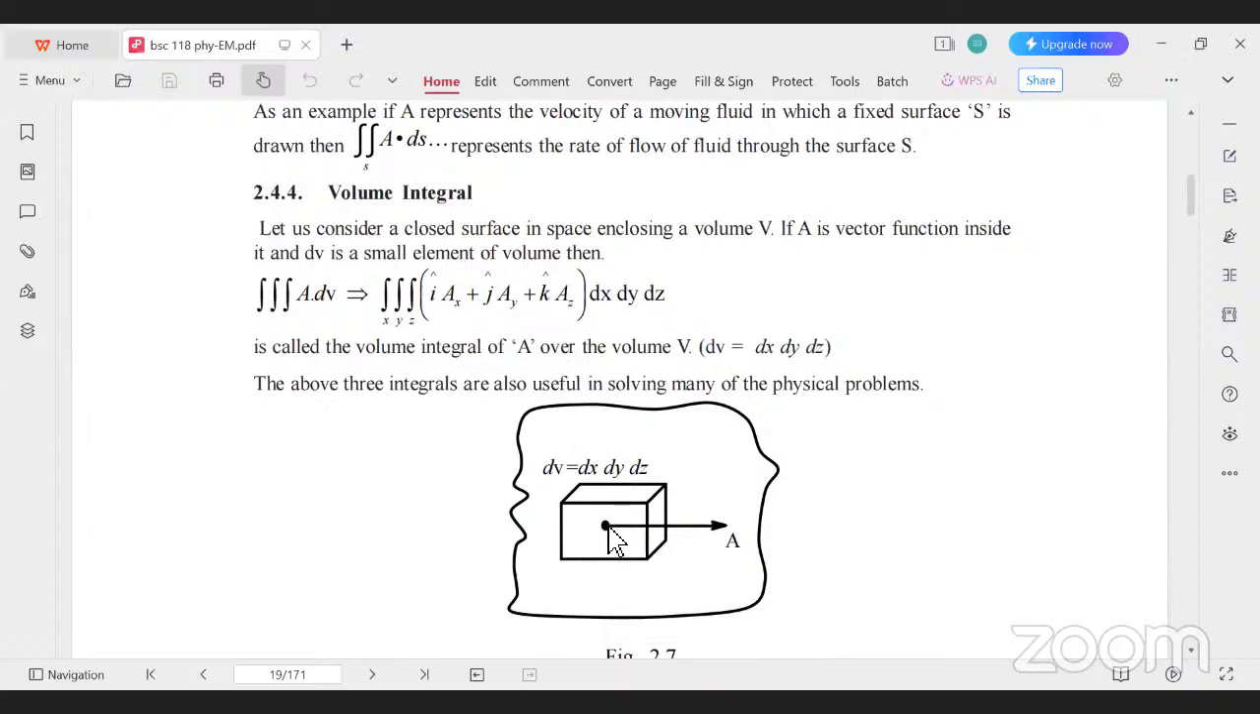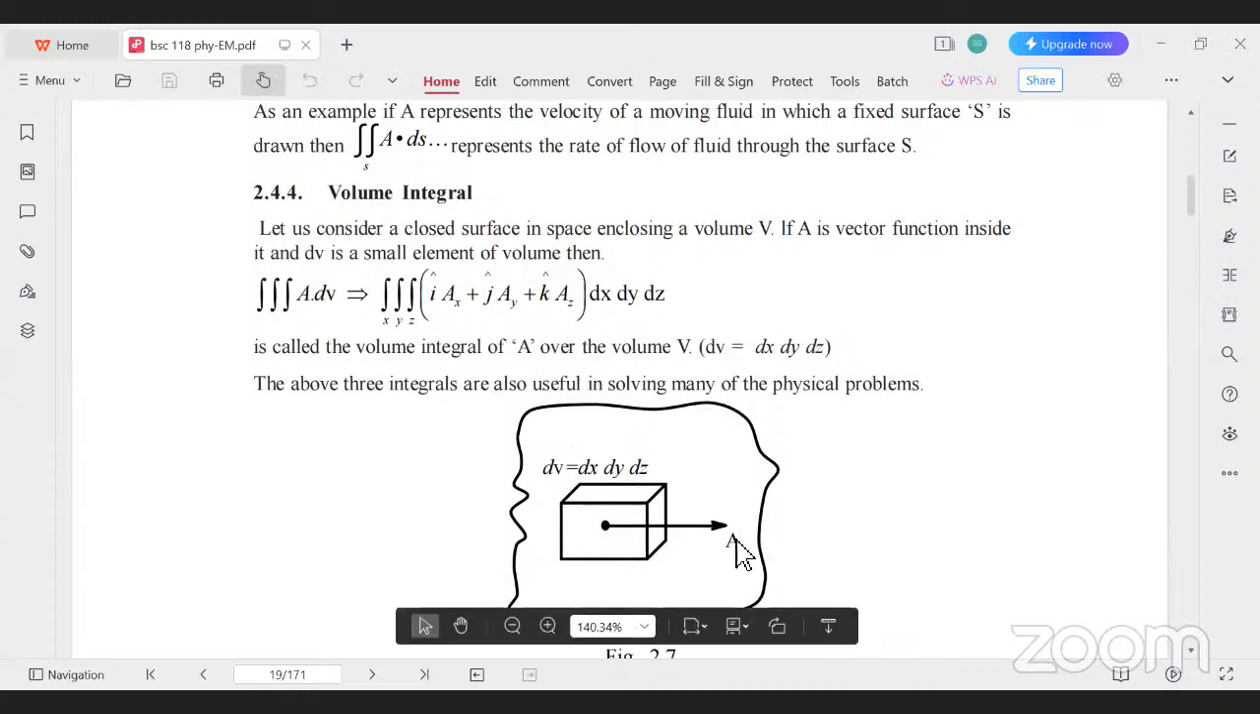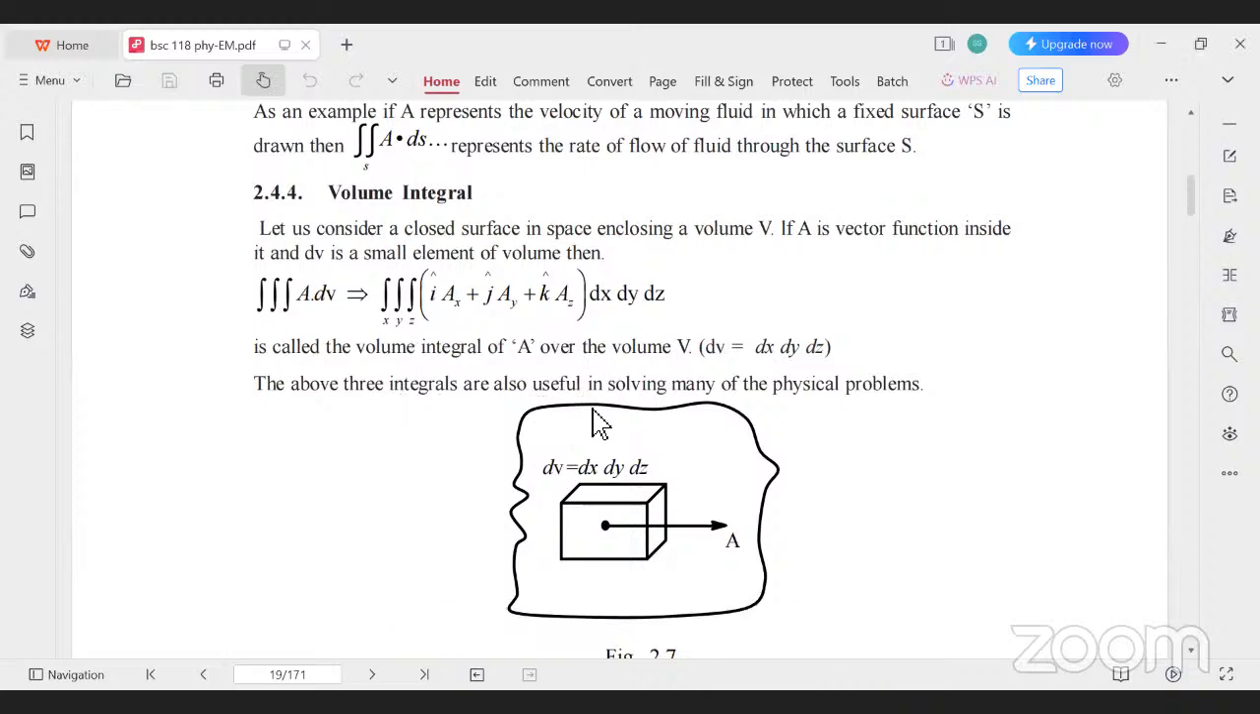Got it? If I'm able to find for one single electron, I can simplify it for n number of electrons. If I'm able to find for volume, I can find for the bulk. Clear? The above three integrals are useful in solving many physical problems. These are the basic line, surface, and volume integrals. By deriving all this, it is simplified so simply. Concept understood. But mathematically, if I'm not able to derive this, I'm unable to get the power, the calculation.